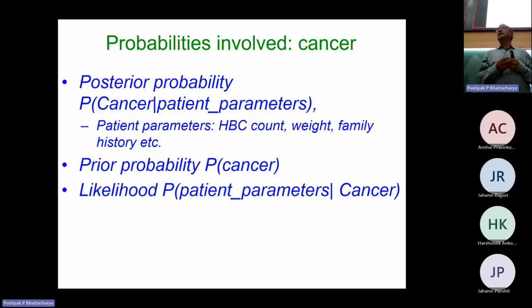Okay, we have three parameters: probability of cancer given patient parameters, probability of cancer, and probability of patient parameters given cancer. Now we have to think which probability is more reliable, which probability can be obtained more reliably from data. There is no option other than going to data and getting these parameter values. So for probability of cancer given patient parameters, we'll have to collect a large set of patient parameters, and then see their level of cancer or not cancer.